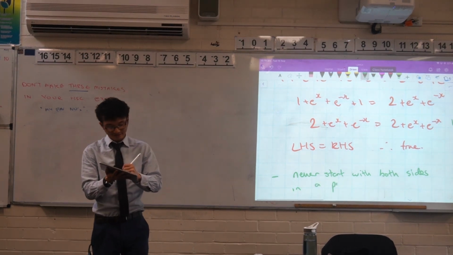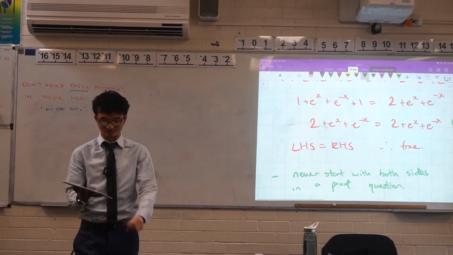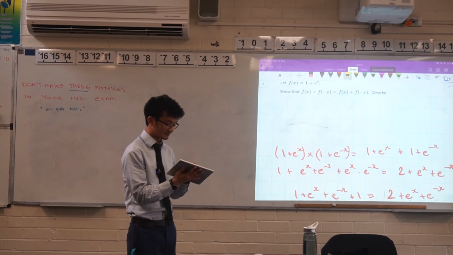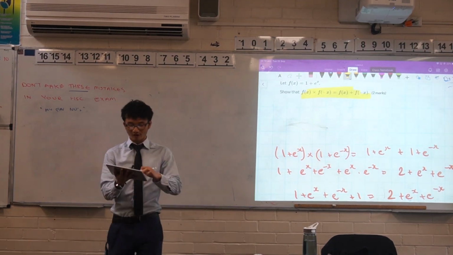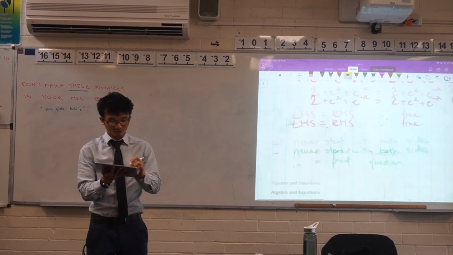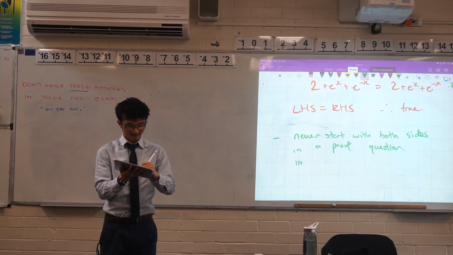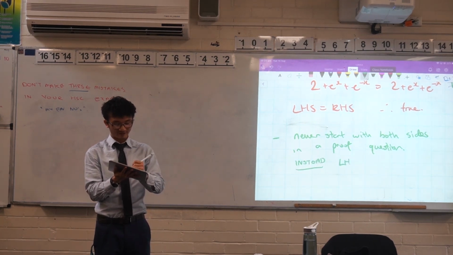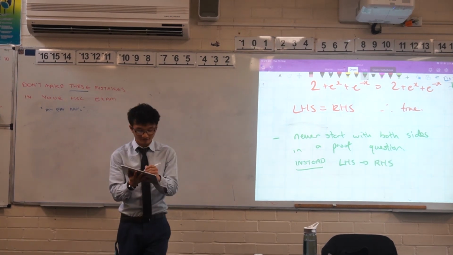And I understand why students do it, right? I understand why students do it. Because in the question, it just says this. It says this, right? But whenever you're writing a proof question, you should always be going from left to right. So instead, always go from left-hand side to right-hand side, or right-hand side to left-hand side, doesn't matter, right?